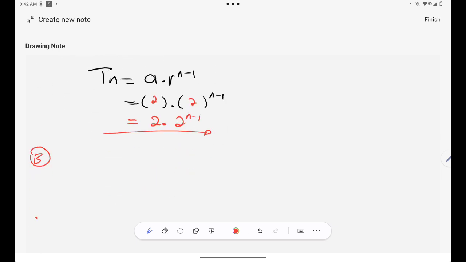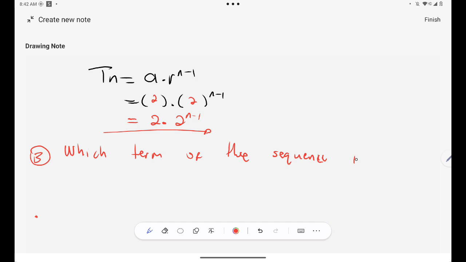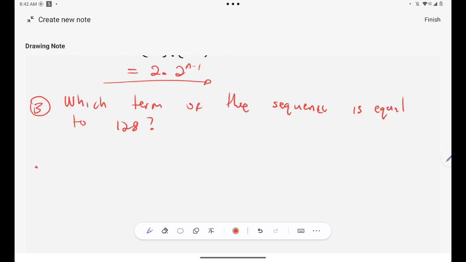And then now let's deal with n. For you to find the position of a term, they'll be like, which term of the sequence is equal to 128? They have given us the term, which is 128. All we need to do is to find where 128 is on our sequence, the position of 128. How can we do that? We know that Tn is a r to the n minus 1.